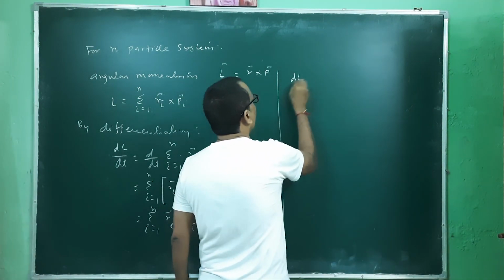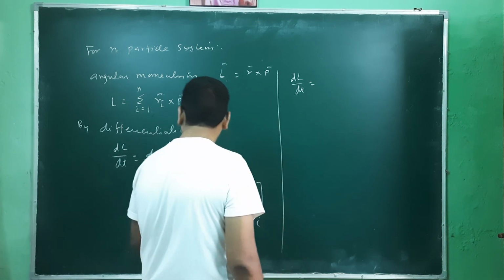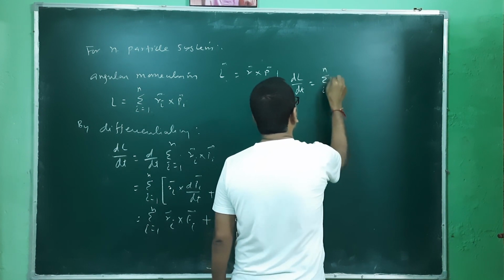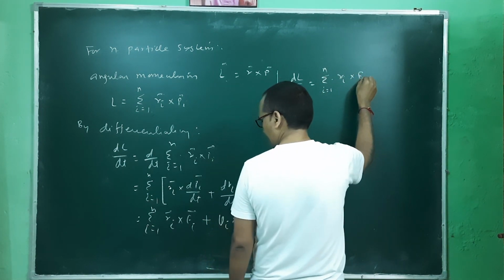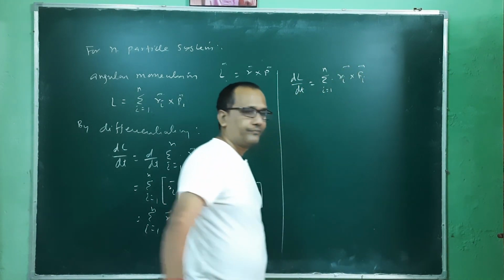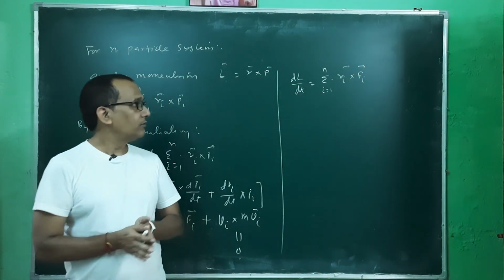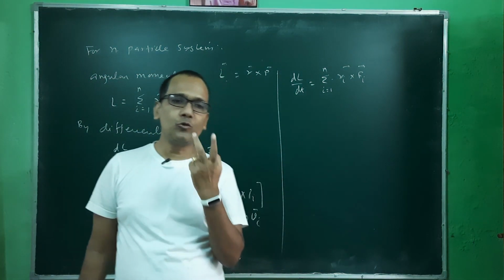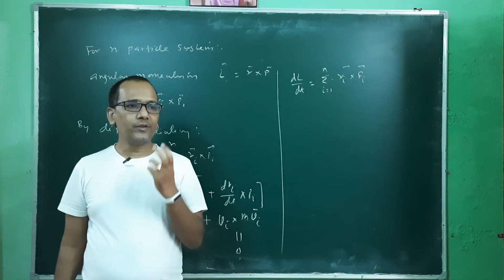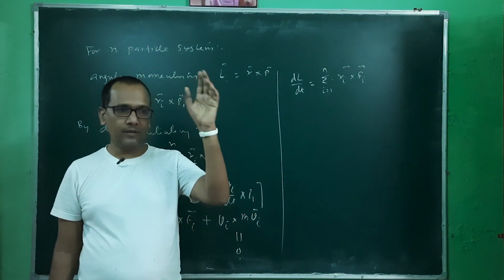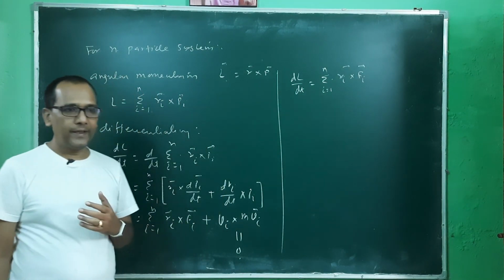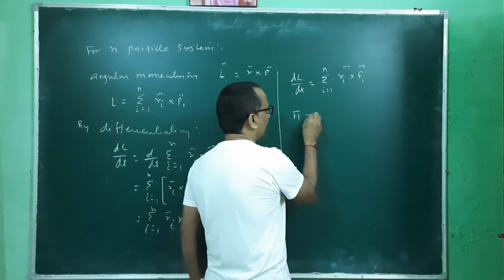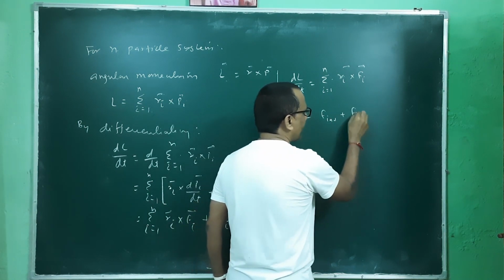So dL by dt is equal to the summation of i equal to 1 to n of R cross F_i. Now, if you remember this force F for an n body system, we have divided this force into two parts: one internal force and the second one external force. In the previous linear motion case for the n body system, this F_i is written as F internal plus F external.